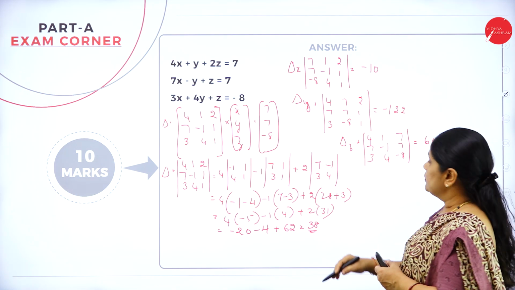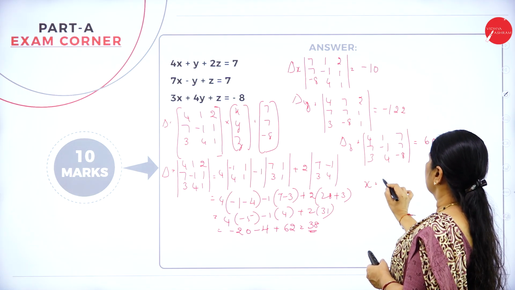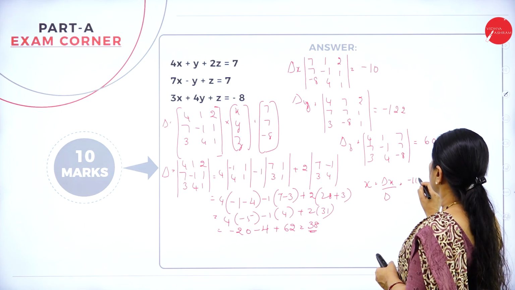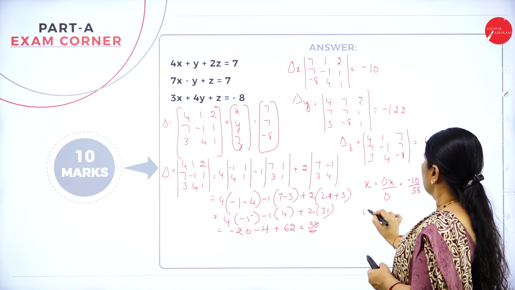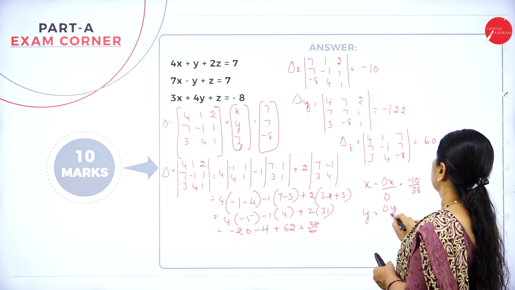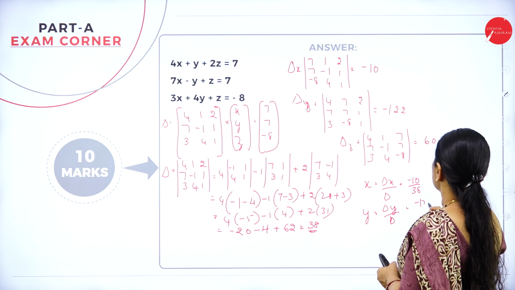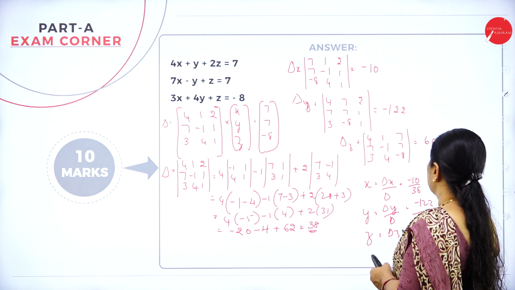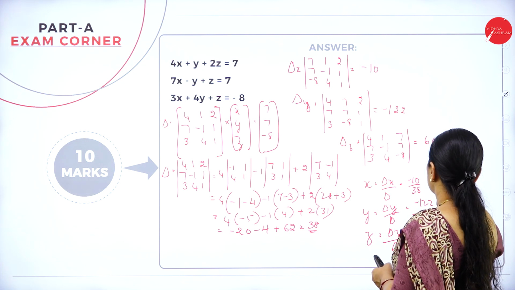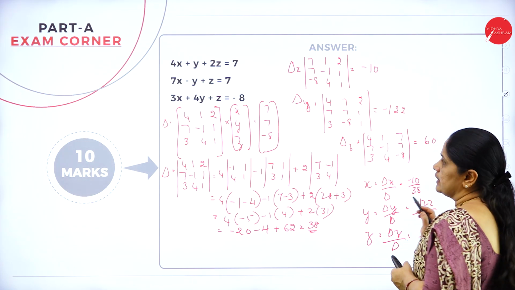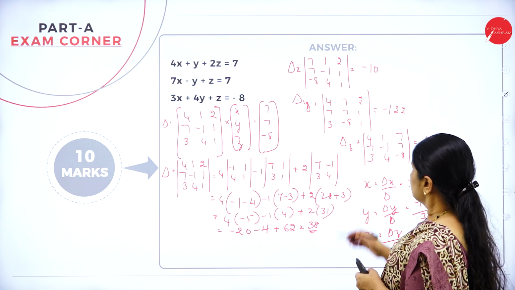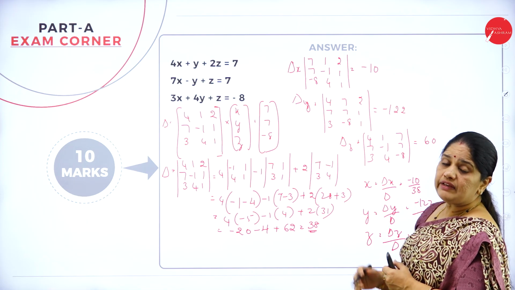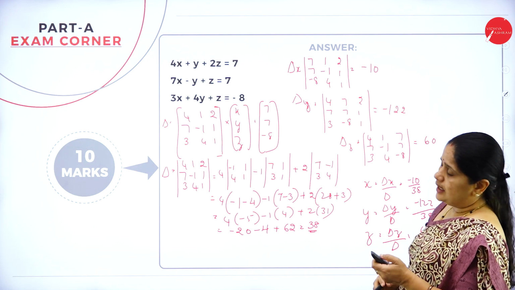Now you find out the values. X will be equal to delta x by delta. So delta x is minus 10 by 38. Y will be equal to delta y by delta, that is minus 122 by 38. Z will be delta z by delta, that is 60 by 38. So this is the answer. Once we get the answer, we have to simplify. We can substitute the values in any one of the equations and check the answer.